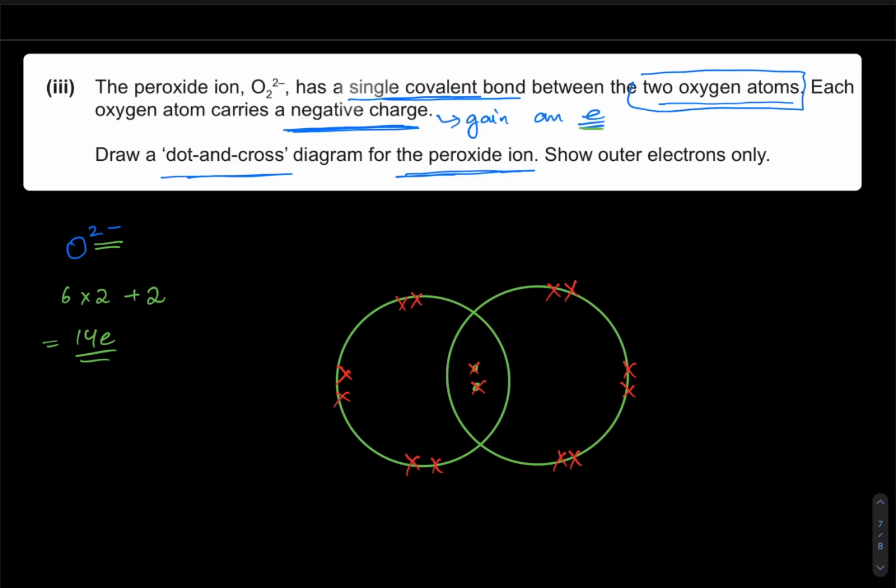But as both the oxygen atoms have gained 1 electron, one of the electrons of both the oxygen atoms will be drawn by a dot, just to show that this is the electron that both the oxygen atoms have gained, right? So we will draw 1 electron by a dot because both the oxygen atoms have gained 1 electron. So now this is the correct representation or dot and cross diagram for the peroxide ion. But you can also show the charge as well. If you want to show the charge, it would have a -2 charge.